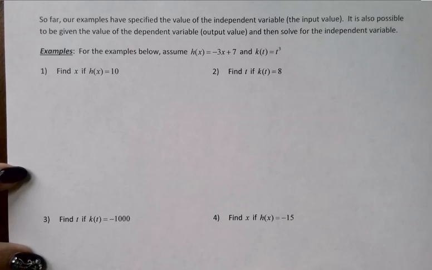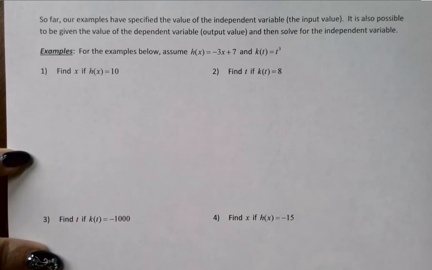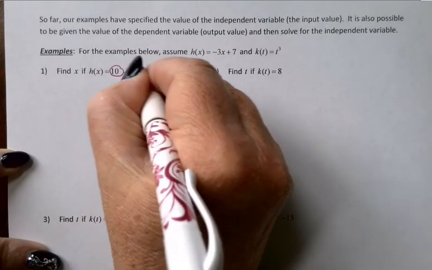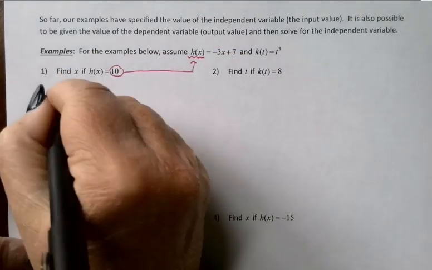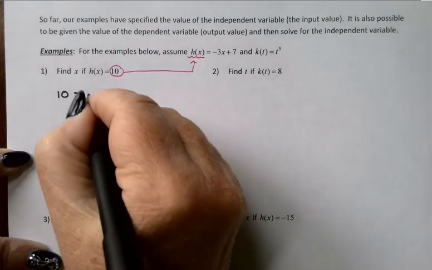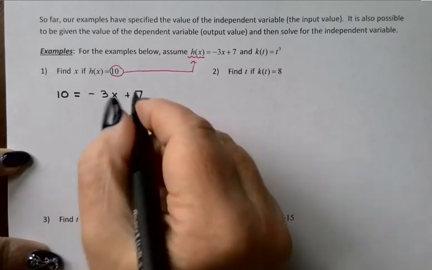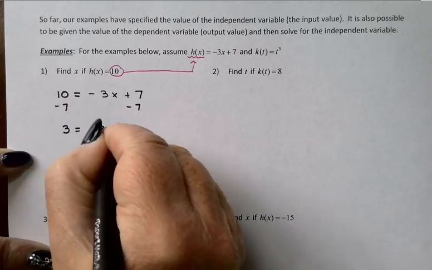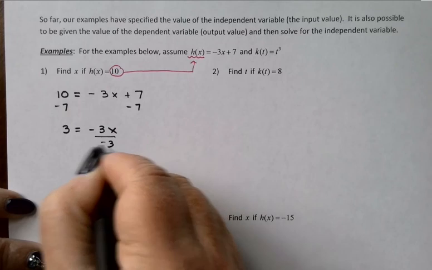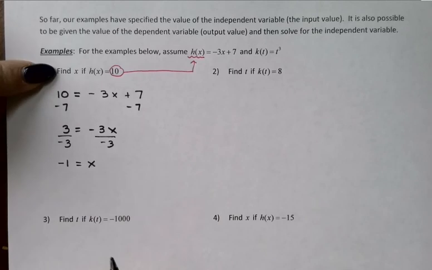All right, in example 1, it says find x if h of x equals 10. So I'm actually going to take this 10 this time and literally replace the whole h of x with 10. 10 equals negative 3x plus 7. I now have a little equation to solve, so I'll subtract the 7. 3 equals negative 3x, and then dividing by the negative 3, turns out x is negative 1, and I've done what they said. I've found or solved for x.